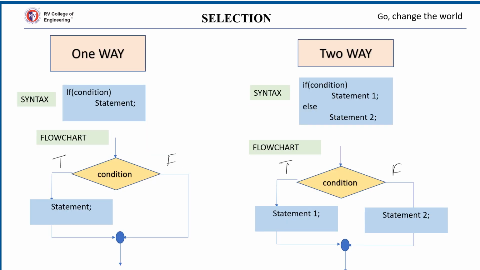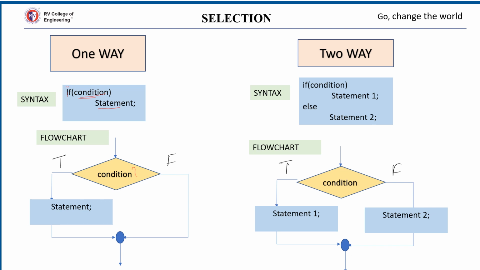In one-way selection, we just have one alternative to be chosen if some condition is true. The syntax is small case if, followed by a condition, that is your expression. If it is true, execute the statement. Otherwise, you continue with the next set of statements. So the flowchart is: test the condition. If it is true, execute a particular statement. Otherwise, you continue with the next statement.